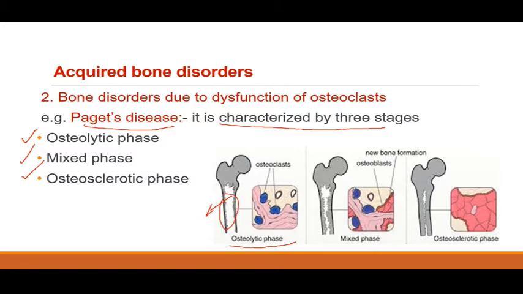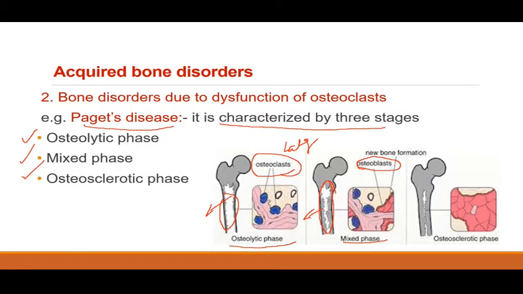The osteoclast may have up to 100 nuclei and become abnormally large sized. During mixed phase, though osteoclastic activity continues, it ends with the predominance of the osteoblastic activity and new bone formation. This mosaic pattern of lamellar bone is a peculiar feature of the Paget's disease.